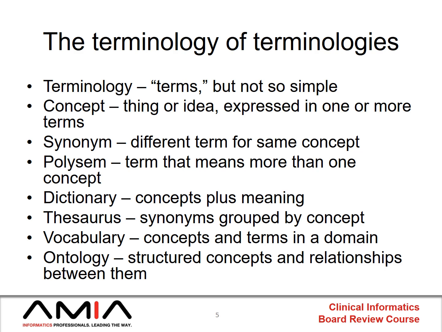We may encounter a dictionary that has concepts plus the meaning for each concept. There's also a thesaurus that typically groups synonyms by concept. And we may have a vocabulary that's a collection of concepts and terms in a domain. A final term that's important to know is ontology, although this term is frequently misused, but an ontology is a structuring of concepts and the relationships between them.